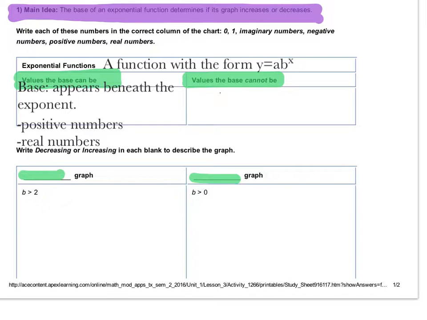Right. So values that the base cannot be: it cannot be a negative number. It can't be imaginary numbers. Imaginary numbers are just what's created when you have a negative underneath a radical. It can't be 0, and it can't be 1. So it can't be either of those values.